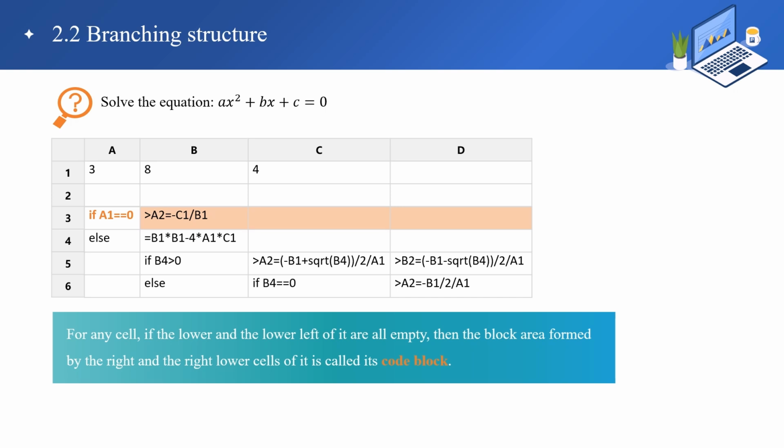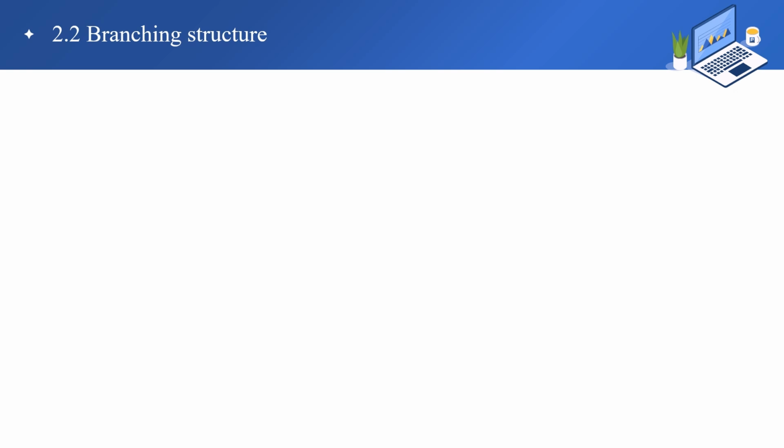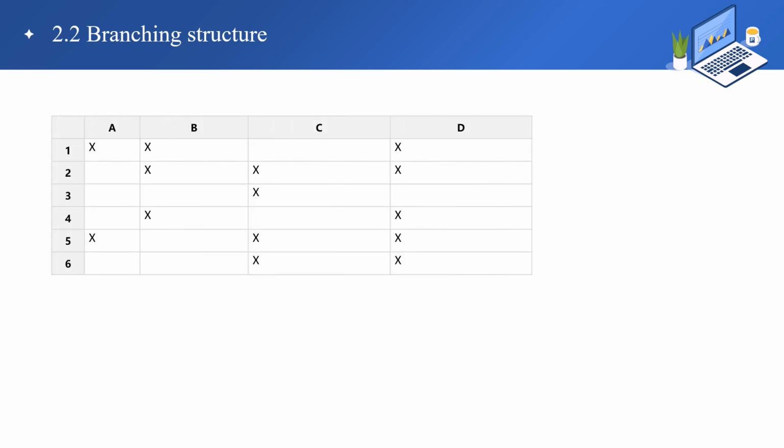That is to say, all the cells to the right of a cell must belong to its code block, but whether the lower line to the right of the cell belongs to its code block depends on whether the cells below and to the left of it are empty. It's rather tongue-twisted to describe with words, but actually it's very intuitive from the grid layout.